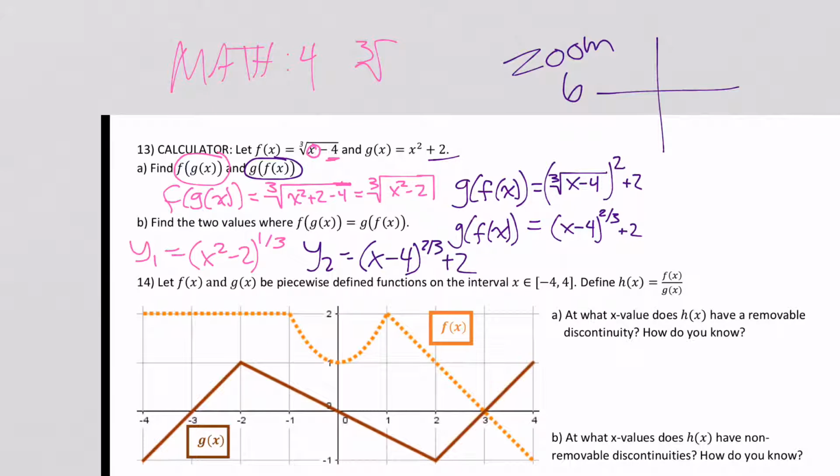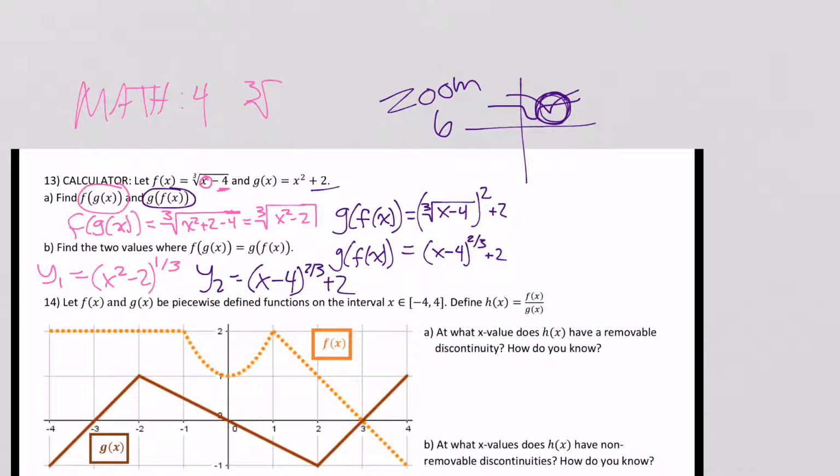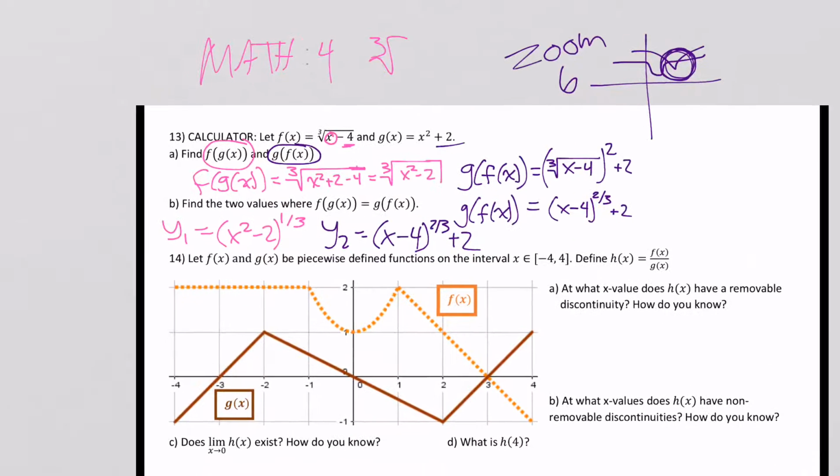So zoom 6 gives you a standard window. When you do a zoom 6, you get something that looks like this. You can't really see the intersection points very well, but you can tell that they do intersect at a certain spot. So if you don't zoom in on that intersection point, you're not going to see that there are in fact two intersection points. And there are. I told you there are.